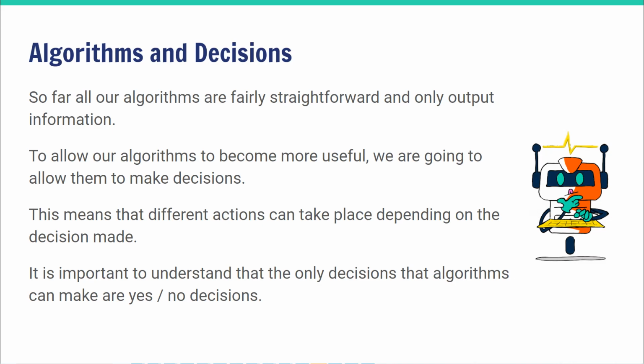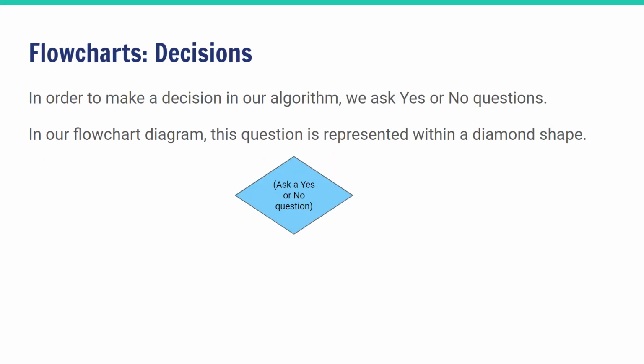So they're only decisions that have the answer of yes or no. And inside our flowchart diagram, the way that we represent these decisions is by using a diamond shape, and then the question that we're going to ask to make the decision, which is a yes-no question, we're going to pop that inside the diamond shape there.